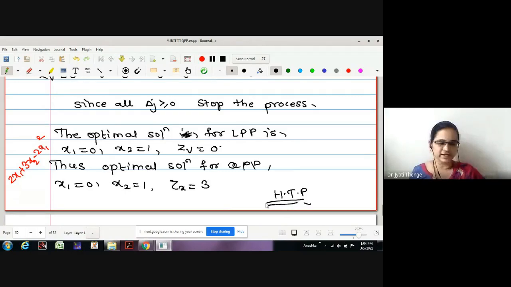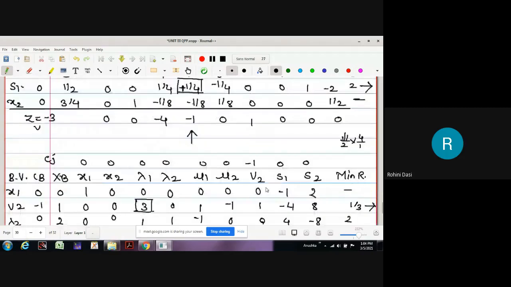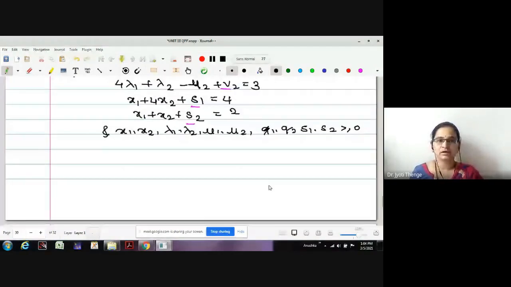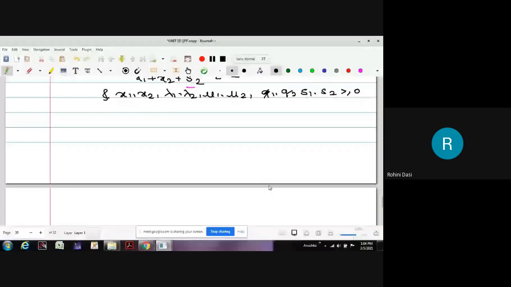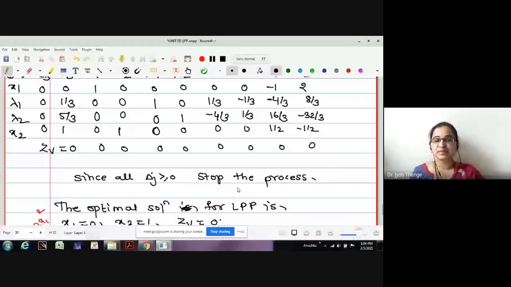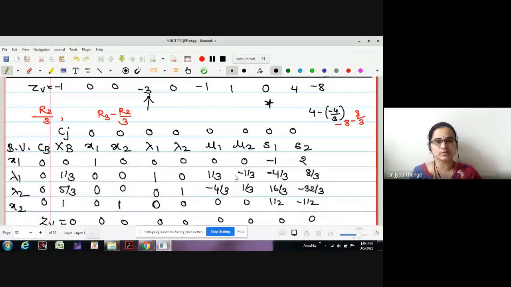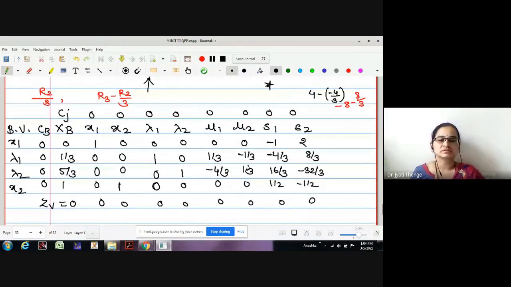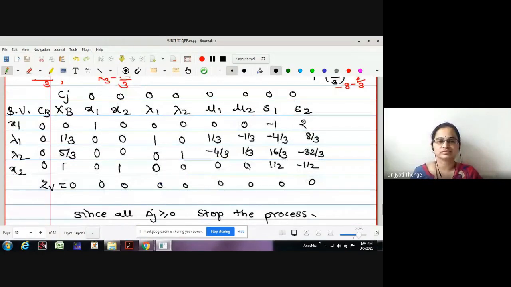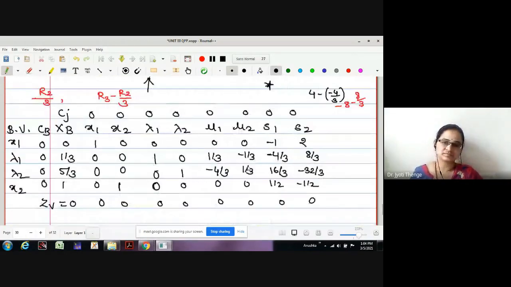Any difficulty in the problem? How many tables we have performed? 1, 2, 3, 4, 5 tables. Is the method difficult? You should tell me, please. The method is not difficult, only it is somewhat lengthy and it involves more number of tables. But if you do careful calculation, there is no issue. If you have any difficulty in today's lecture, you can ask.